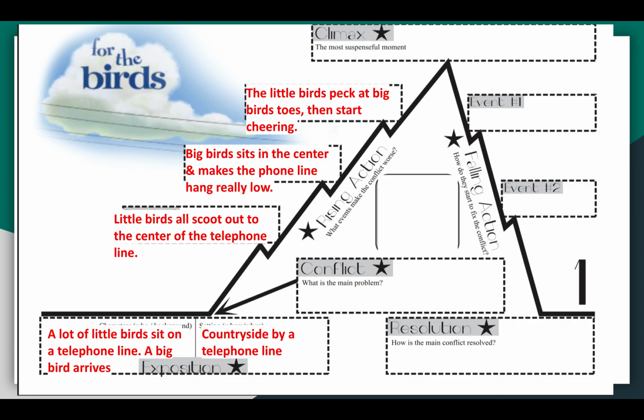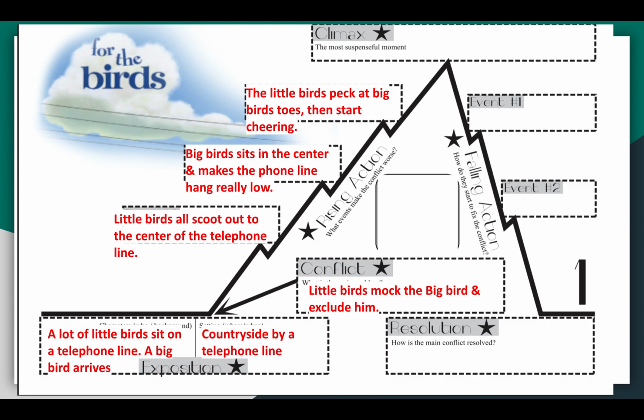Now, our conflict, the main problem: the little birds are mocking the big bird at the beginning. They're being mean to him. They're being meanies. And they exclude him, the big bird. And I'm just making a prediction that the big bird is a boy. But I could be wrong. It could be a girl.